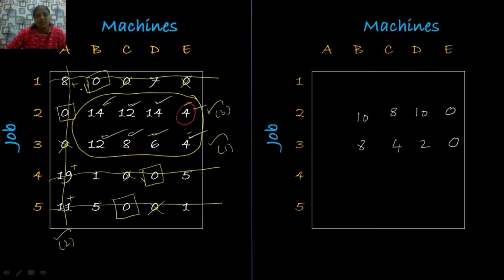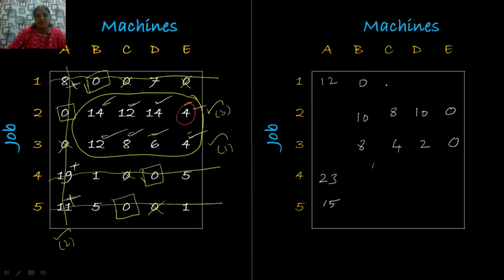And then we have to add this minimum element to the point of intersection of the straight lines. So for the first row at this position 8 plus 4, 12, and fourth row at this position we have to add 19 plus 4, 23, and for the fifth row at this position we have to add 11 plus 4, 15, and we have to write down the remaining elements as it is.